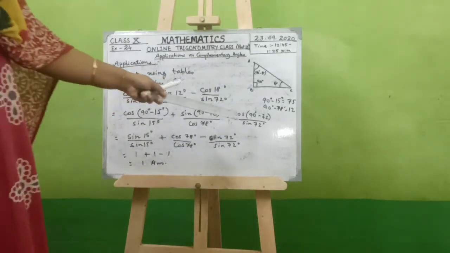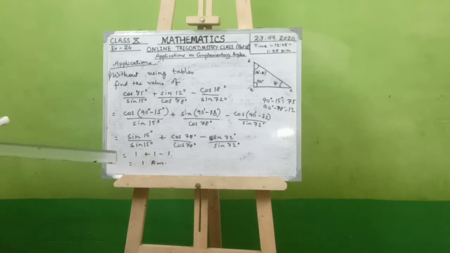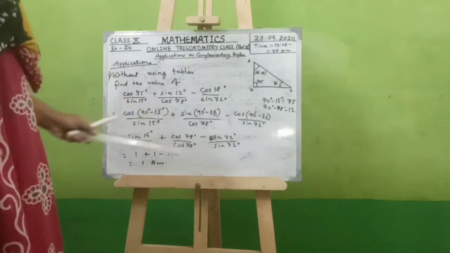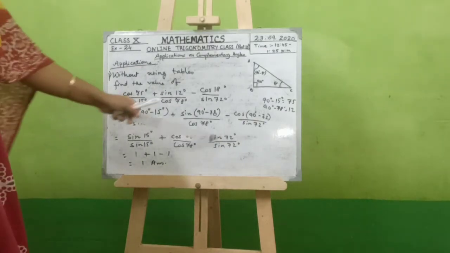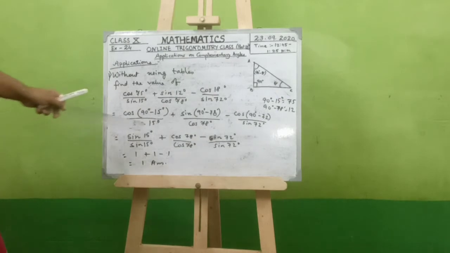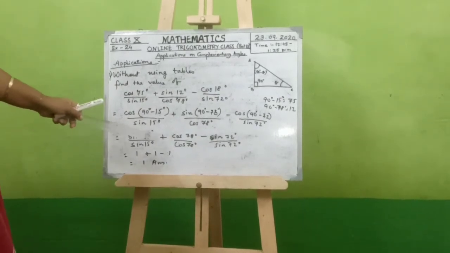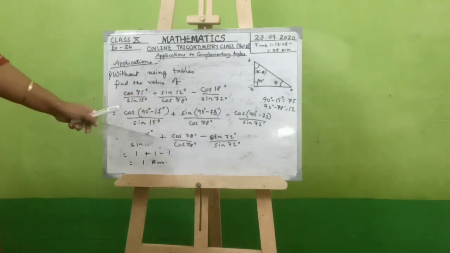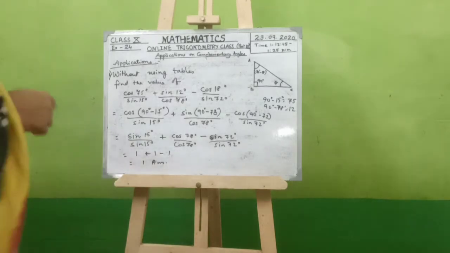So cos (90 minus θ) is equal to sin θ, so sin 72°. Now look, both the numerator and the denominator are the same values. So in a fraction, the numerator and the denominator get cancelled, we get 1. So 1 plus 1 minus 1. Plus 1 minus 1 gets cancelled, we get the answer 1. Alright, coming with the next application.